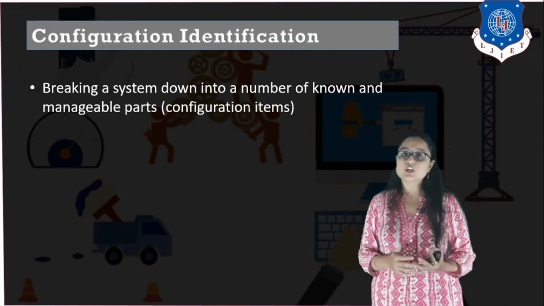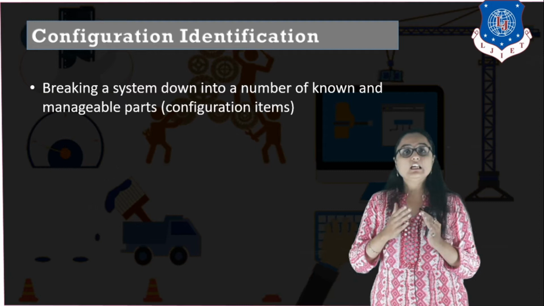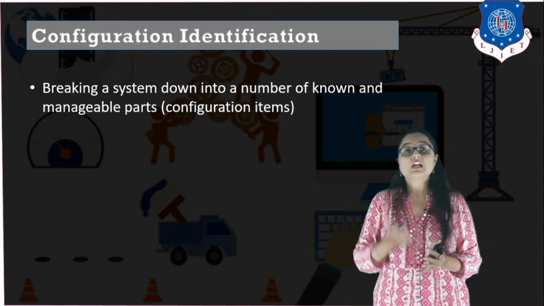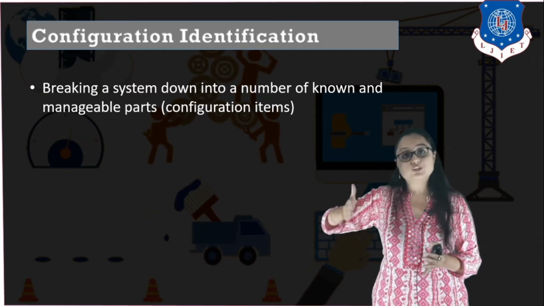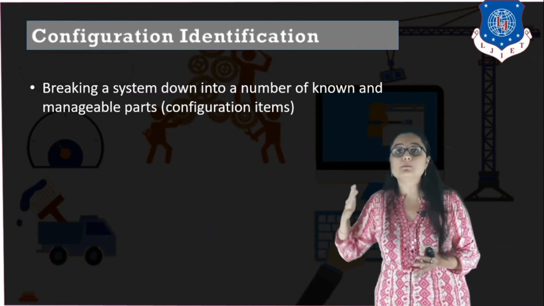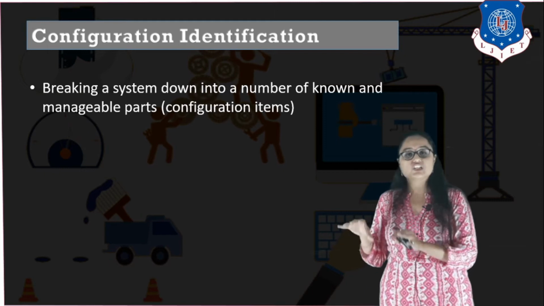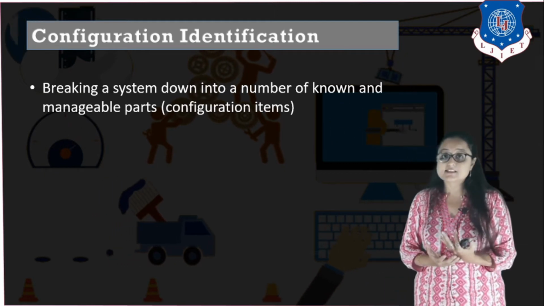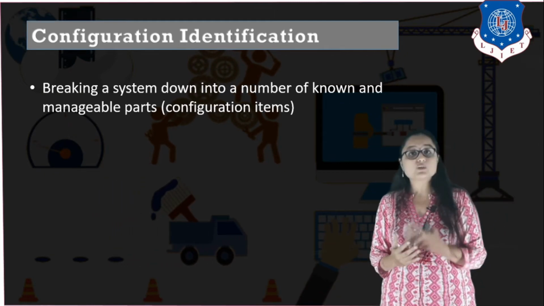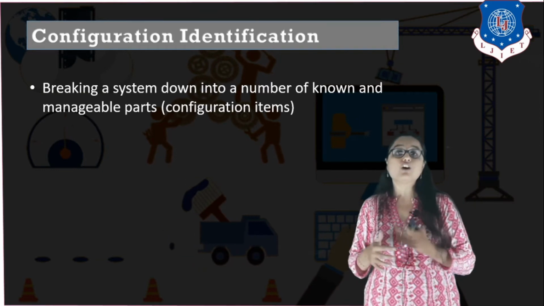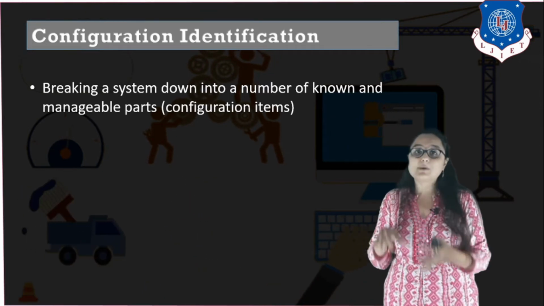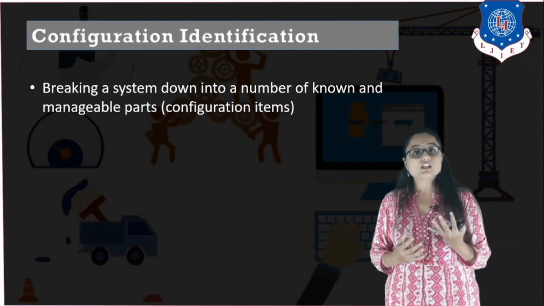Now what do you mean by configuration item? Basically you have a system that is a software system and you are breaking the whole system into a number of known and manageable parts, and these parts individually are known as software configuration items. And why are we breaking this system into configuration items? Because these are the items that are affected by the change that we will apply to our software.